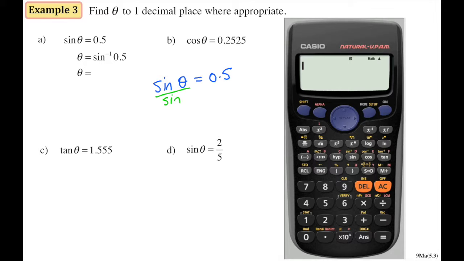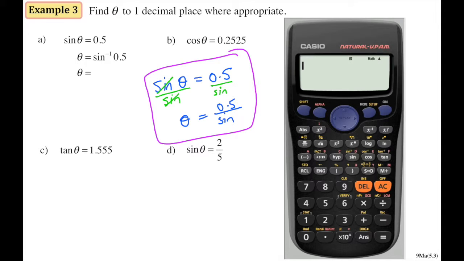If I divide both sides by sine, the sines cancel, and that would leave you with theta equals 0.5 over sine. Now I told you earlier, in a few classes ago, that sine, cos and tan by themselves are meaningless. They must have an angle associated with them. So they can't be just split up.